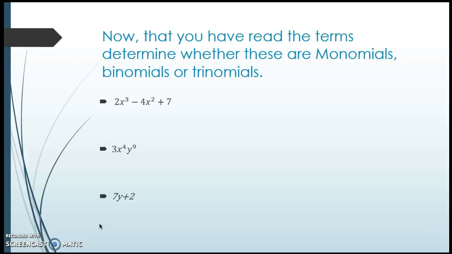Now that you have read the terms, determine whether these are monomials, binomials, or trinomials. 2x to the third minus 4x squared plus 7, 3x to the fourth, y to the ninth, and 7y plus 2.